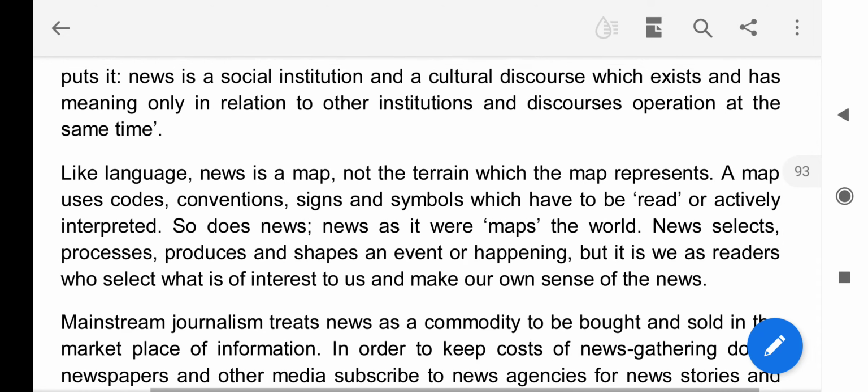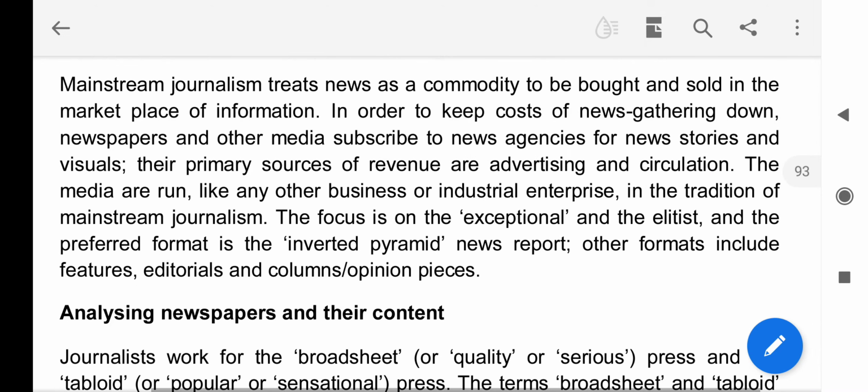Now let us move to mainstream journalism. Mainstream journalism treats news as a commodity to be bought and sold in the marketplace of information.